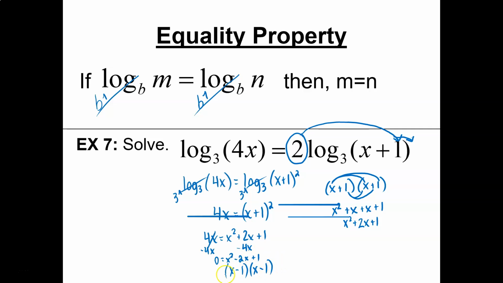And then we would set each one of those equal to 0. Since it's the same one, you don't have to do that twice. So we end up with x equals 1 for that. We should always check by plugging that back in. It's fine to plug 1 in here. 4 times 1 is 4. 1 plus 1 is 2, just to make sure we're not getting negative numbers inside of our logs, or 0. Okay, questions?